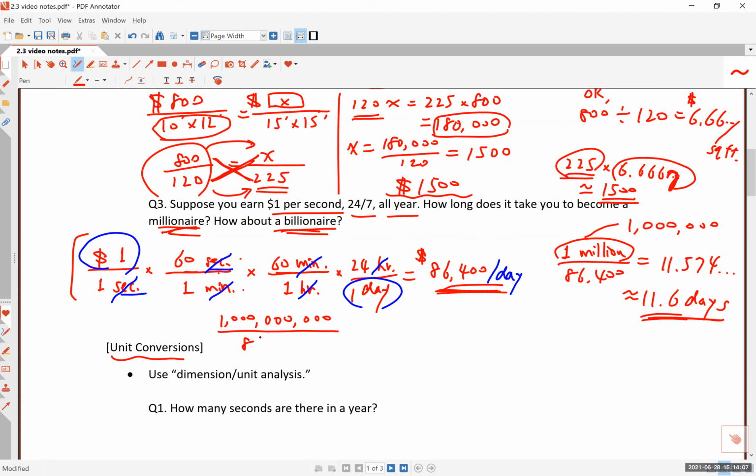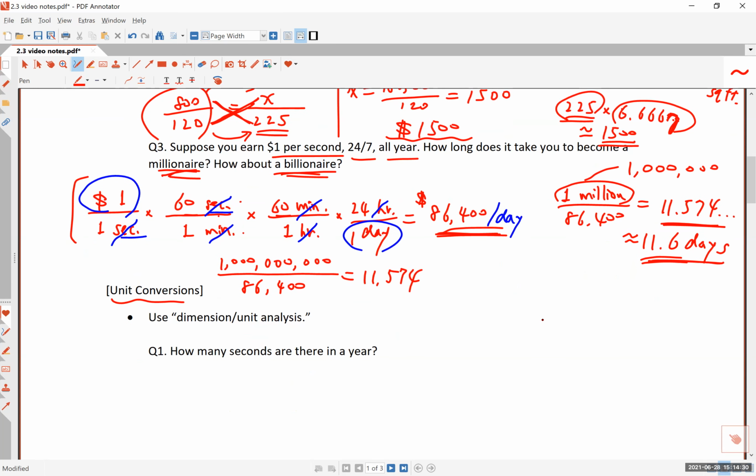You divide this by $86,400 per day, and that's going to give you how many days it takes for this person to become a millionaire. Obviously, this is just going to be 1,000 times this, because all I did is multiply the numerator by 1,000. So this will be $11,576. I'm sorry, 11,574 days.